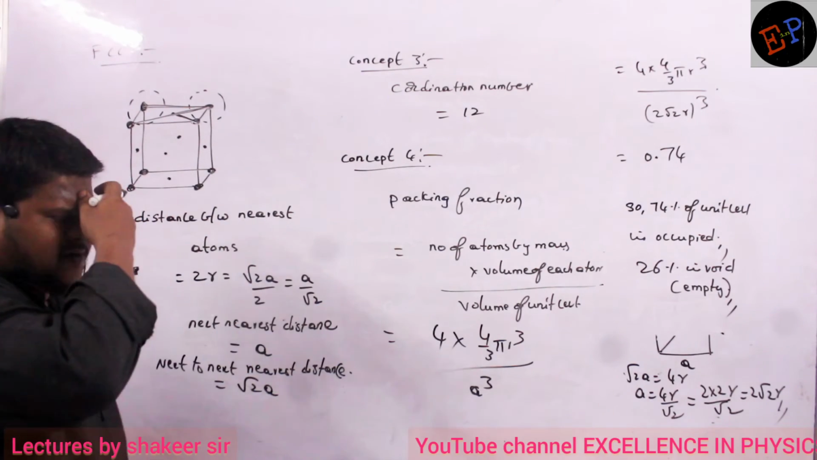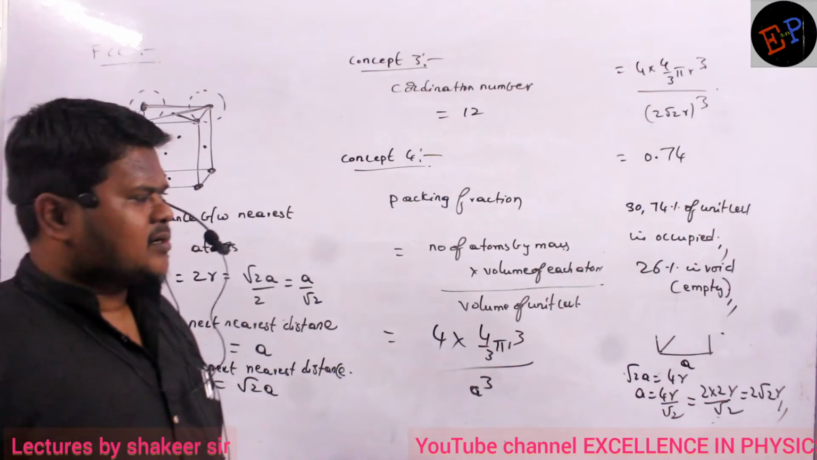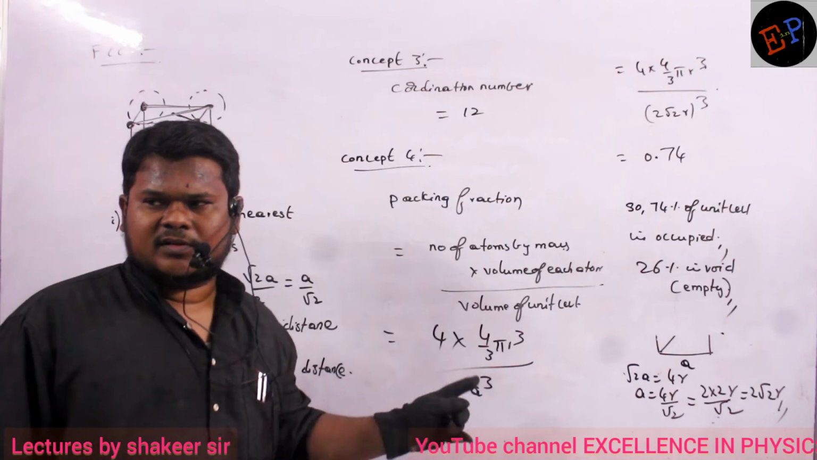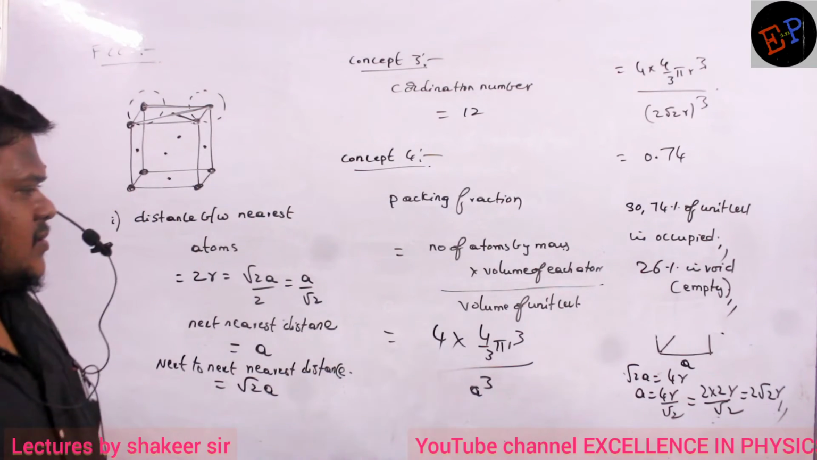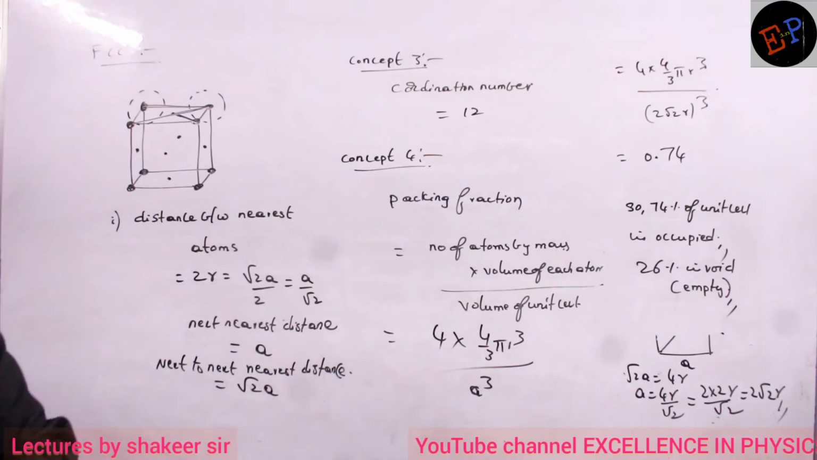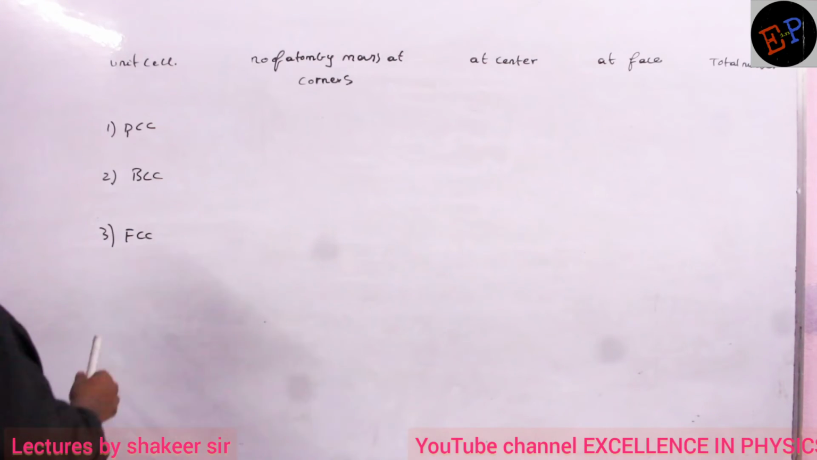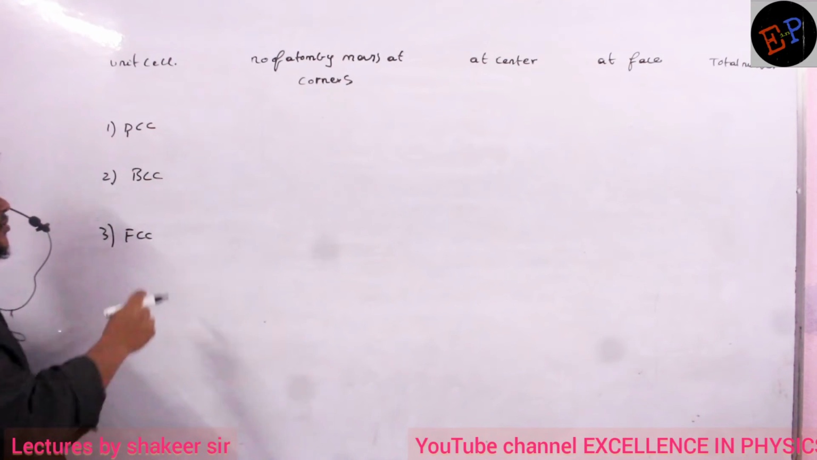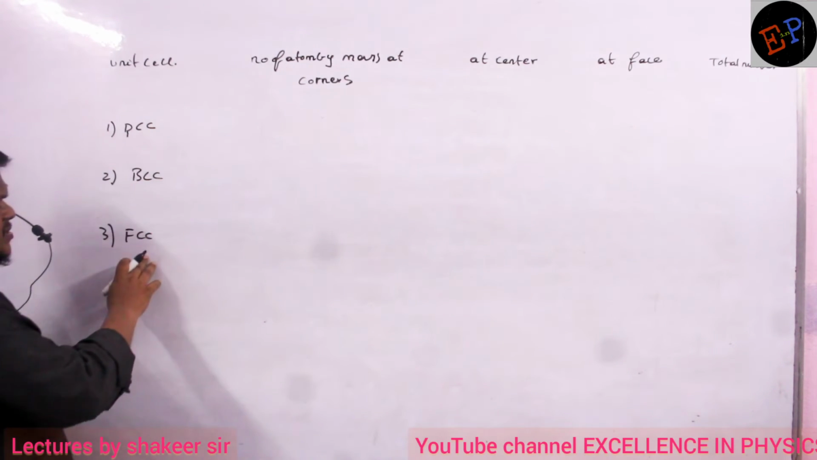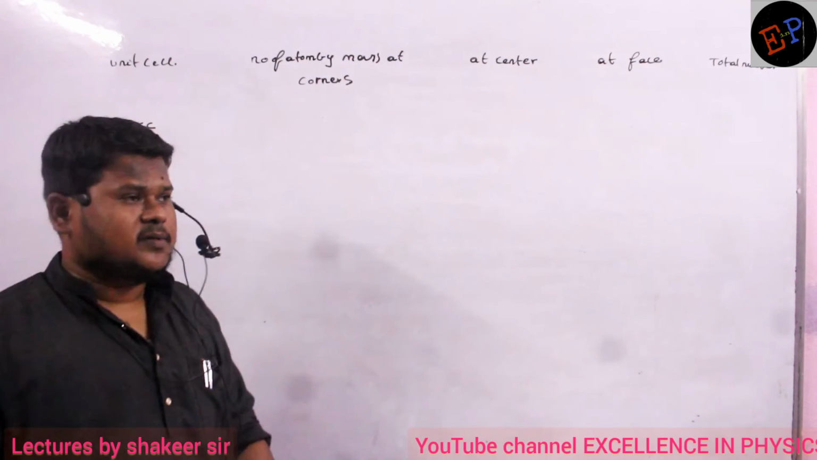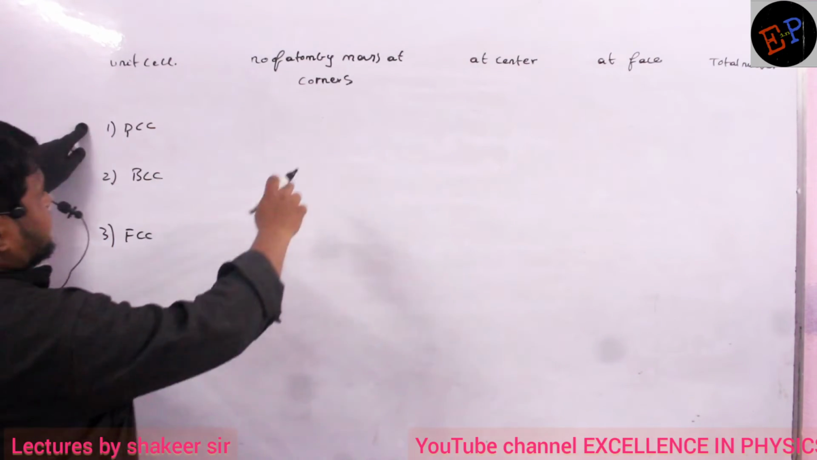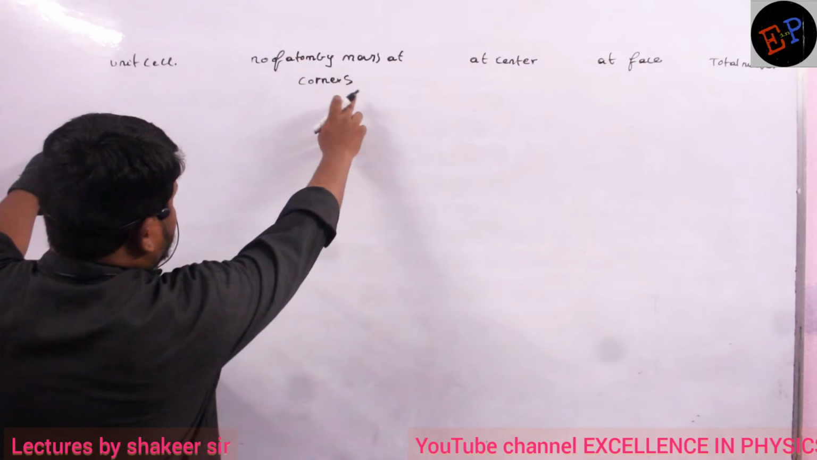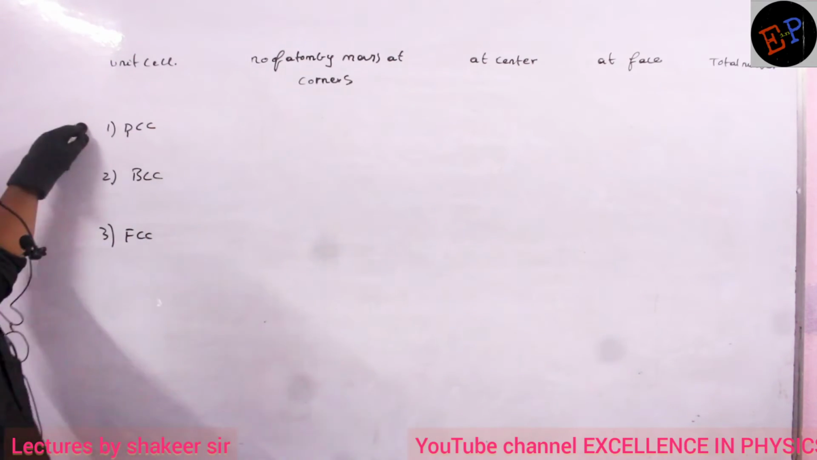Previously, at least every alternate year, you were getting one question on this. So be careful about all the 4 concepts which we have discussed. Let's fill this table. We have taken 3 types of unit cells: primitive cubic cell, body-centered cubic cell, and face-centered cubic cell. How many atoms by mass are present at the corners, that I want to calculate.